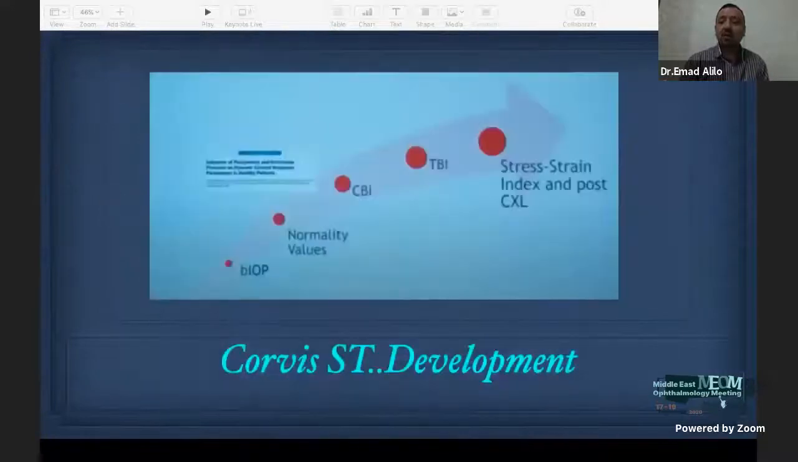So it was a long journey when they started to use it for measuring only corrected IOP, but because there was a collaboration of a group of doctors in different continents, they collected thousands of cases of data, and they developed the normality value first. What is the normative data for this machine? And then by implementing artificial intelligence, the corneal biomechanics index came, then developed to the total biomechanics index, and finally the stress strain linked index and post CXL.